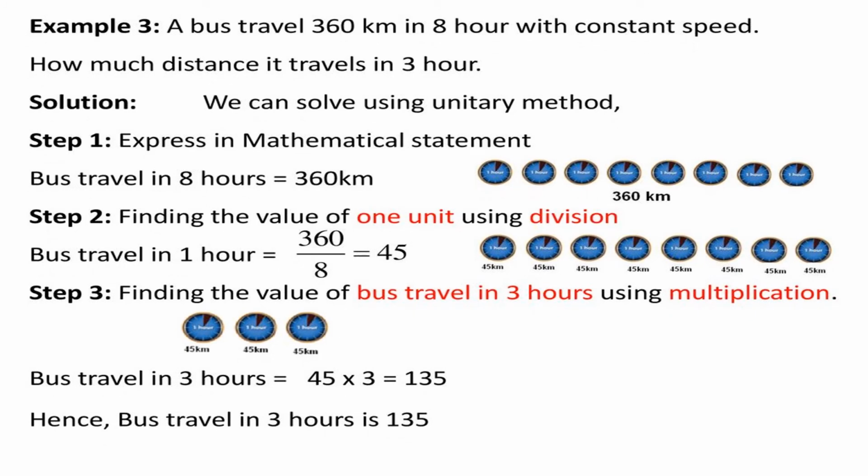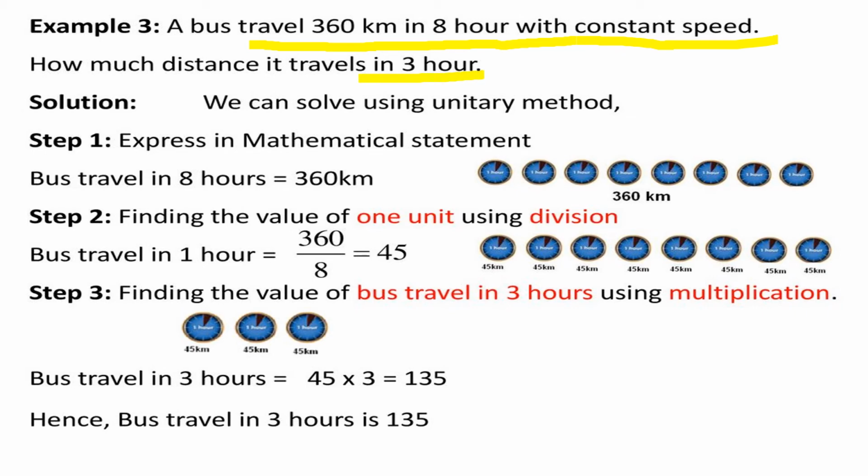See, here is another example. A bus travels 360 kilometers in 8 hours with constant speed, which means the bus starts at, say, 40 kilometers speed and keeps the same speed. It will not go up to 50 kilometers, it will not go slower or faster. Only the same constant speed it keeps moving on. How much distance does it travel in 3 hours?